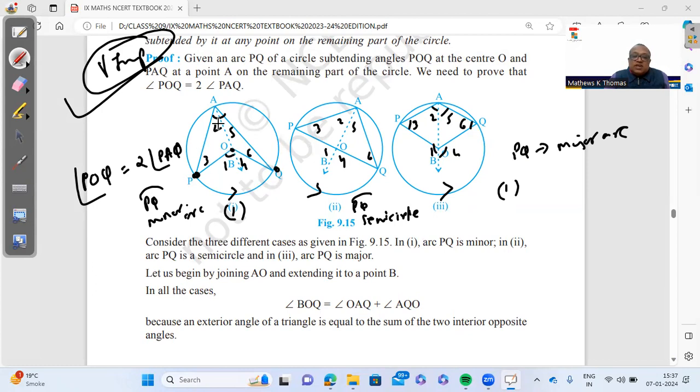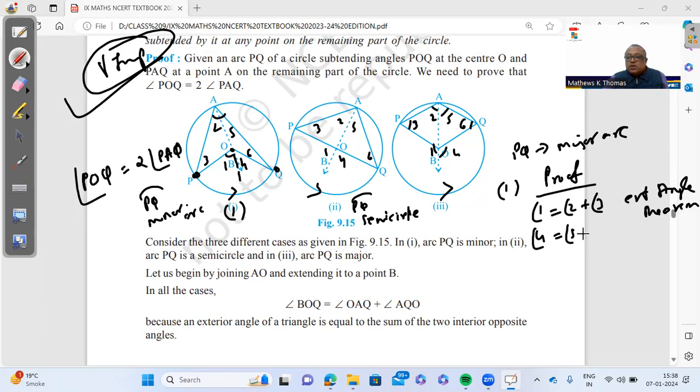If you look at triangle OPA now, angle 1 becomes the exterior angle. And we know that the exterior angle is the sum of the two interior opposite angles. So right now, I'm going to write the proof. I will say angle 1 is equal to 2 plus 3, exterior angle theorem. What is the exterior angle theorem? The exterior angle is the sum of the two interior opposite angles. So 1 will be 2 plus 3. In the same way, on this side, this is the exterior angle and these are the interior opposite angles. So 4 will be 5 plus 6.